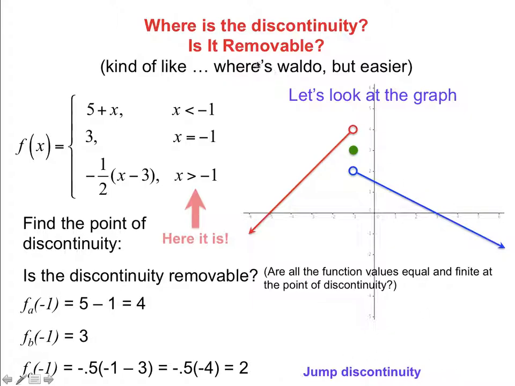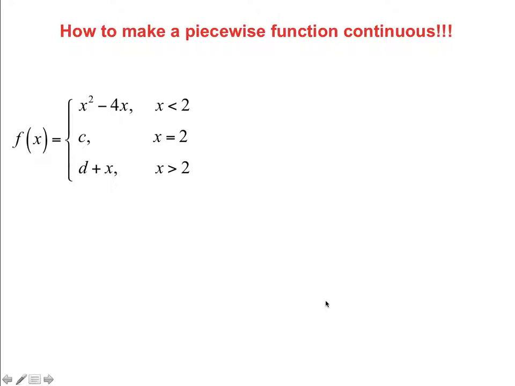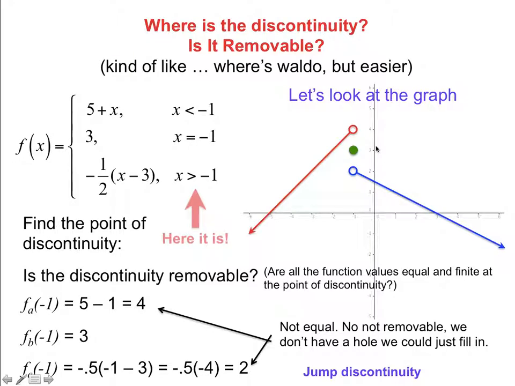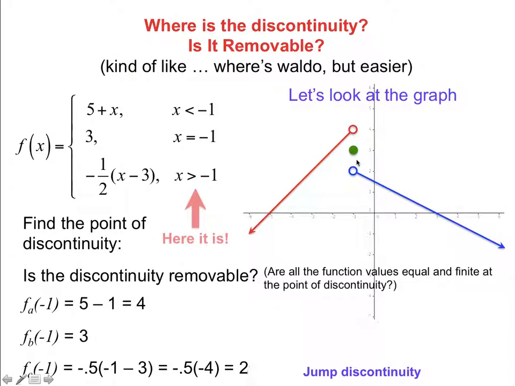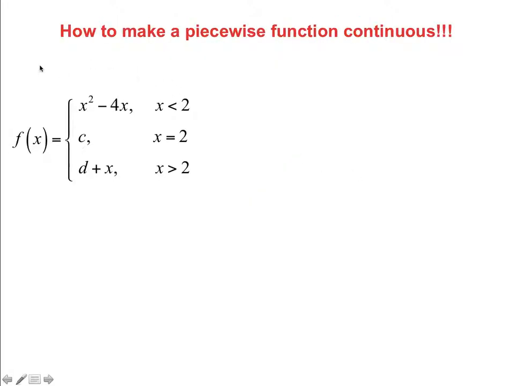So this is not removable, because it contains a jump here, and so we'd have to leave that discontinuity as is. We can't remove it. So let's work on how we make a piecewise function continuous. In other words, if we go back to that last graph, how can we make it so that all 3 of these values come together at a single location, so we don't have to lift our pencil in order to draw it? So let's talk about this one.